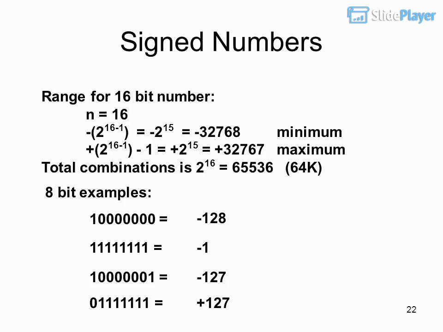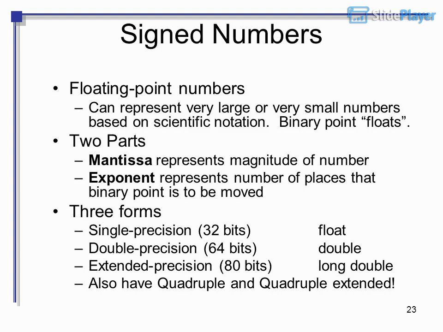11111111 equals minus 1. 10000001 equals minus 127. 01111111 equals plus 127. Signed numbers: floating point numbers, 2 parts, 3 forms.